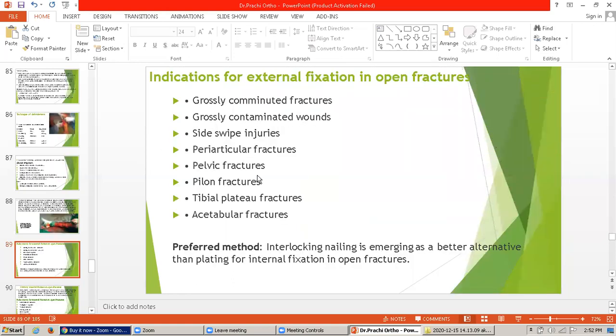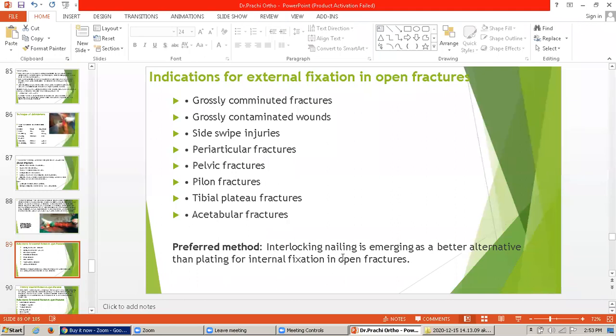Then, indications for external fixation in open fracture. So in the open fracture, indications of external fixation are when there is a grossly comminuted fracture or grossly contaminated wound, side swipe injuries, periarticular fractures, pelvic fracture, pylon fracture, tibial plateau fracture, and acetabular fracture. So these are the indications for external fixation in open fracture.